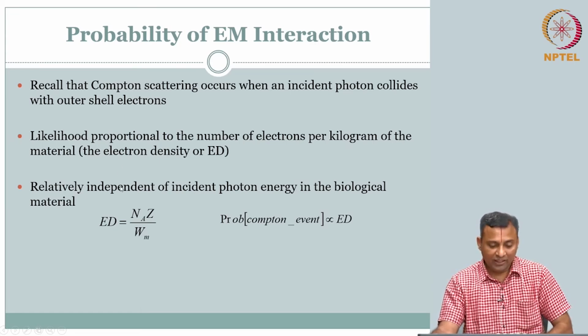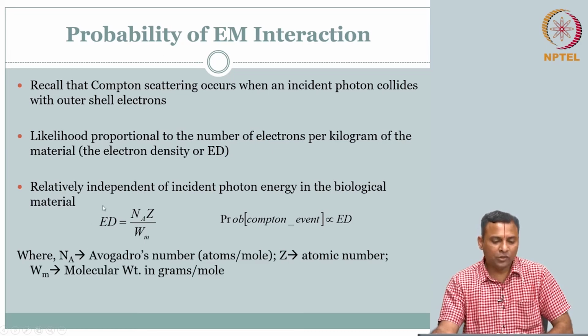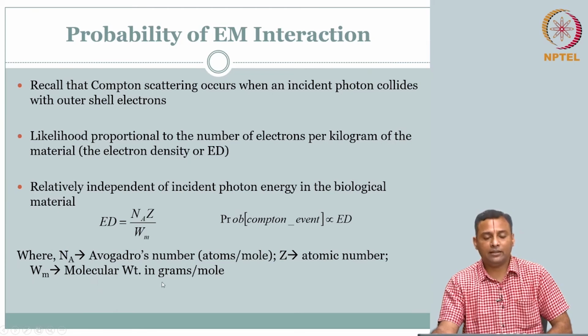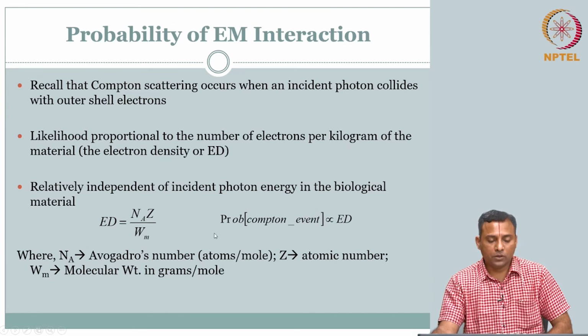Okay, so that is a downside. These are just whatever I listed. Na is the Avogadro number, which is the atoms per mole. Z is the atomic number, and then Wm is the weight in grams per mole. Okay, so that is for your Compton scattering.